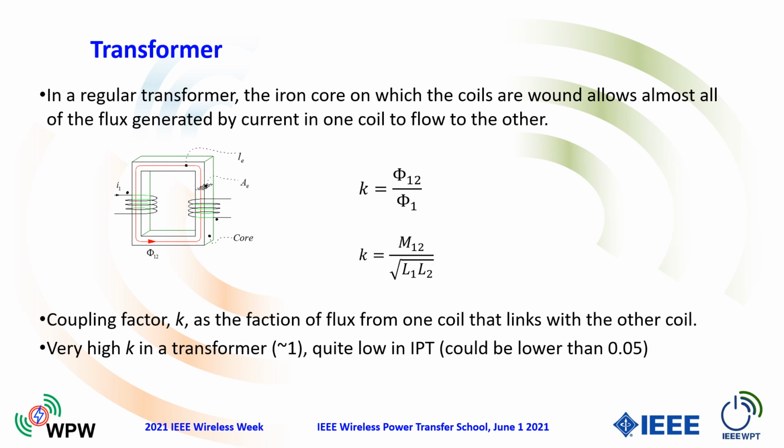You can also write that coupling factor as the mutual inductance of the coils divided by the square root of the product of the self-inductances. So as I say, in a transformer, that value is very close to 1.